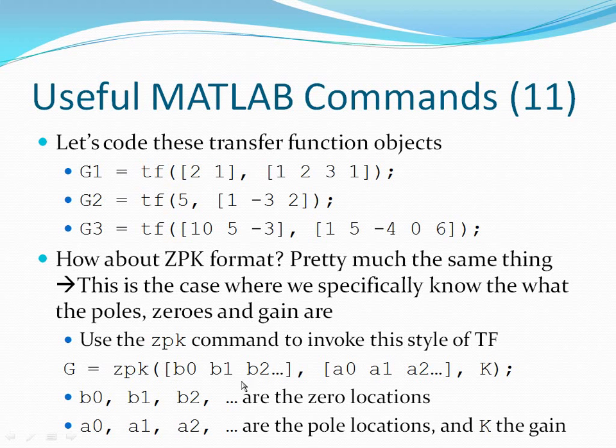I'll show you an example. And then these are the pole locations. You specify them as arrays, right? Make sure they're square braces, same like the transfer function object. And then you specify a multiplicative factor of gain, k.